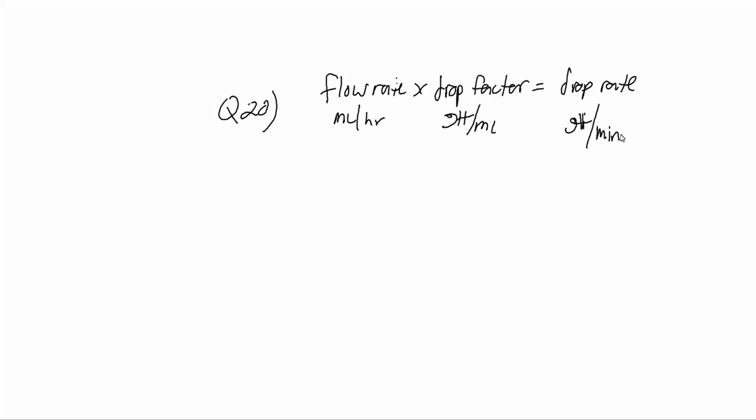In case you don't have the packet in front of you, sorry about that, it says the physician ordered 1440 cc's of dextrose 5% normal saline to be infused over 12 hours. If your tubing is labeled as below, what will the flow rate be in drops per minute? And then there's a picture of the tubing and it says 10 drops per milliliter.